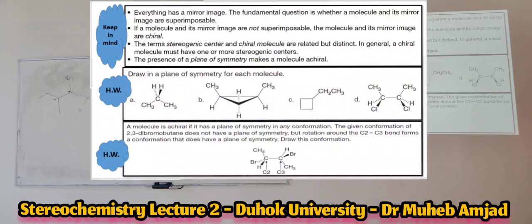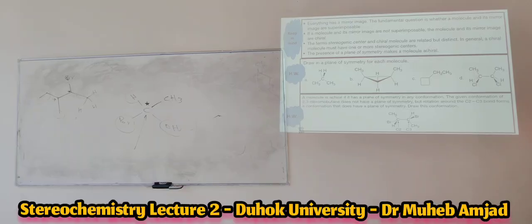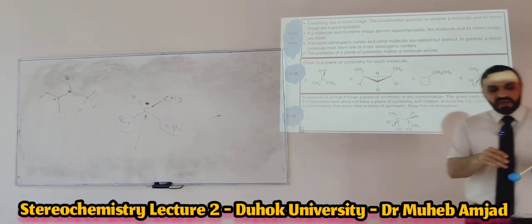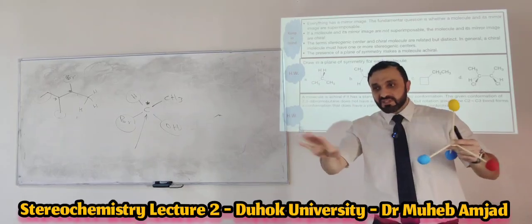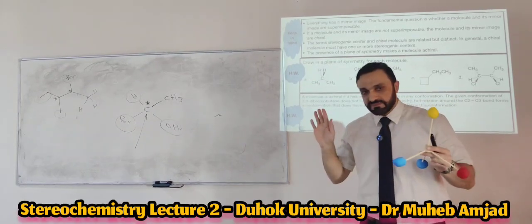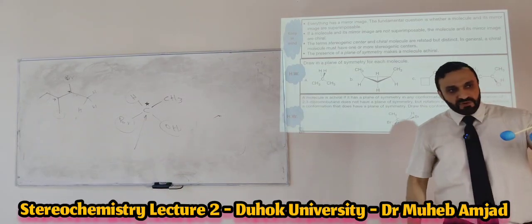Maybe we have here another example. Okay. Everything has a mirror image. Everything has a mirror image. Keep in mind these notes. Everything has a mirror image. The fundamental question is whether a molecule and its mirror image are superimposable or not. If I say to you, draw the mirror image for this molecule, directly you have to think whether the mirror image is superimposable or not superimposable. Yes, but you have to keep this in your mind, okay? When you draw the mirror image for the molecule.